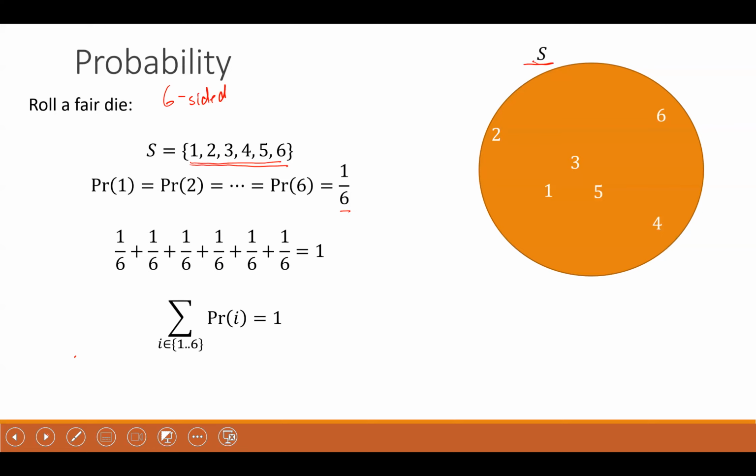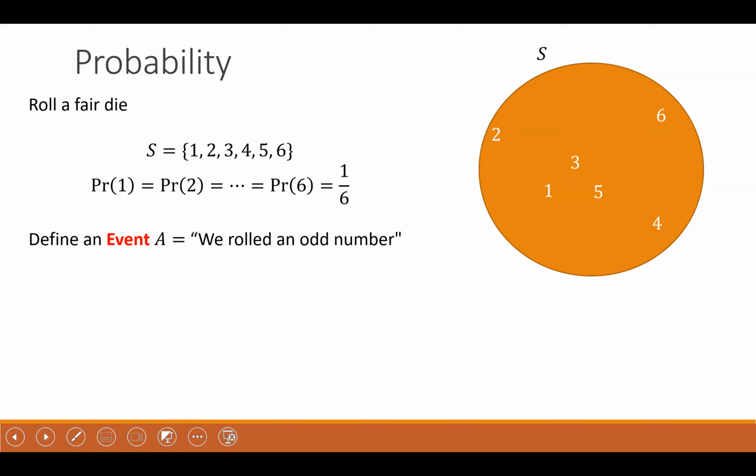And yes, this is the definition of a probability function. So now I can take an event A, say we rolled an odd number, right? So again, this is a subset of my sample space.